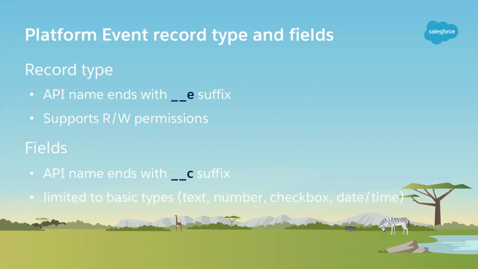Then for the fields, all fields end with just __c, just like custom objects and custom fields. And they are limited to a few basic types. Basically, this limitation comes from the fact that we need to be able to write these fields in JSON for the Bayeux protocol transport. So text, number, checkbox, date, time. We don't have any things like master-detail relationships or person or whatever. These are really basic types that are actually supported in JSON.